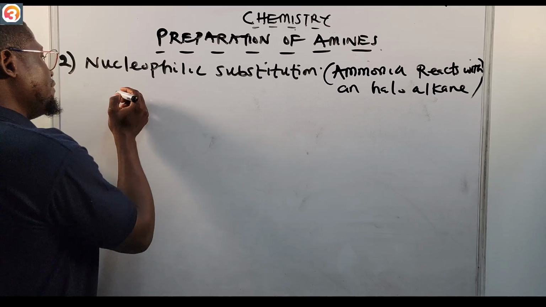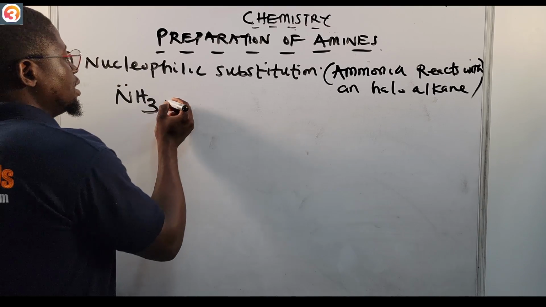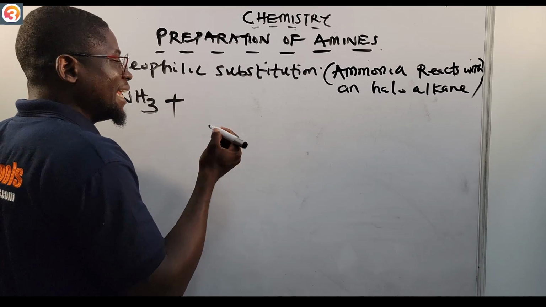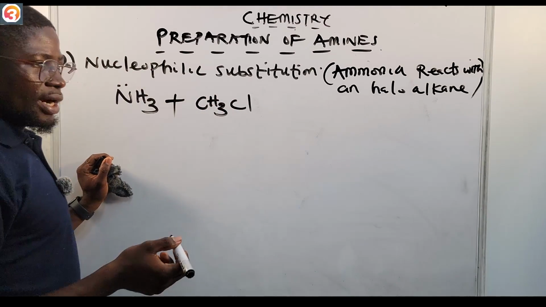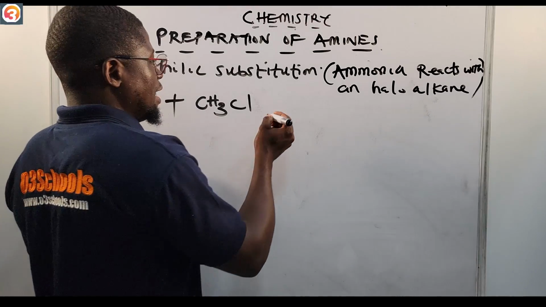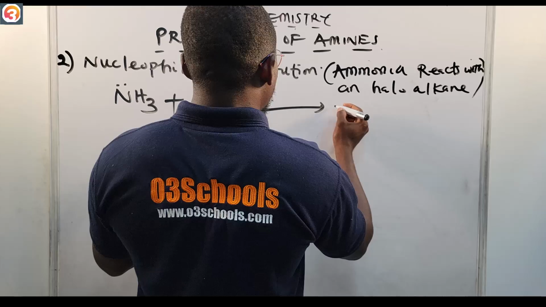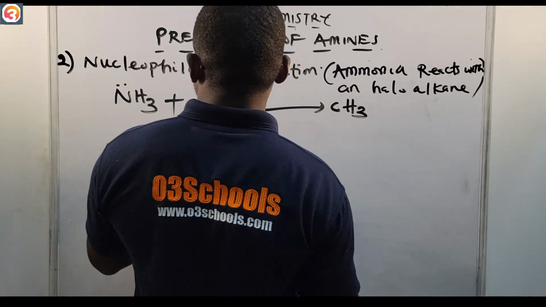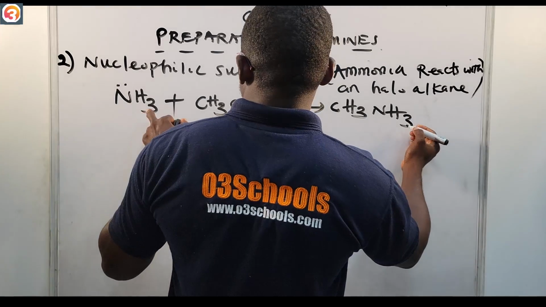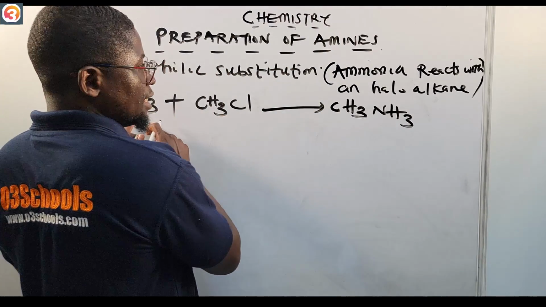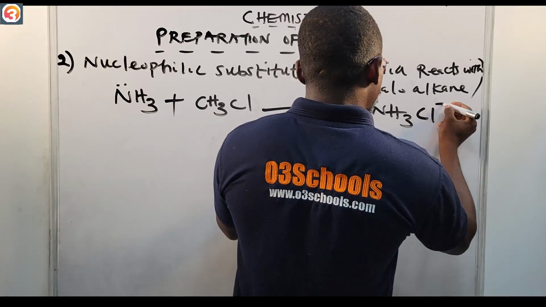So basically you have NH3, which is our ammonia, its lone pair of electrons reacting with a haloalkane, like let's say chloromethane, which is methyl chloride. And then what do we have? It forms a salt. We now have our CH3, then our NH3, so CH3NH3. Then what is left is Cl. This is our salt.